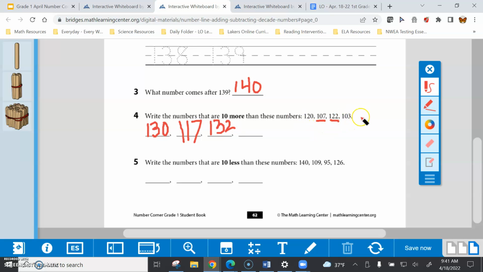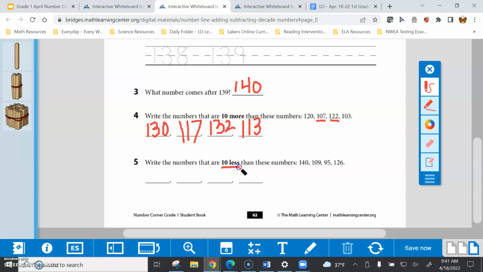And then we have 103. We're going to add on 10 more. Get your 10 fingers ready to count on and add on 10 more to 103. So after 103 comes 104, 105, 106, 107, 108, 109, 110, 111, 112, 113. 10 more.